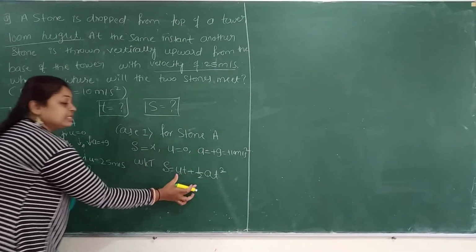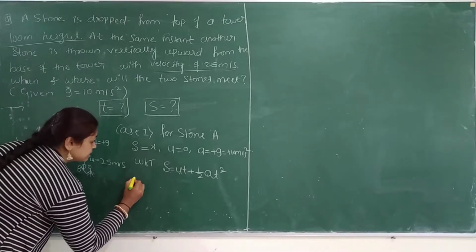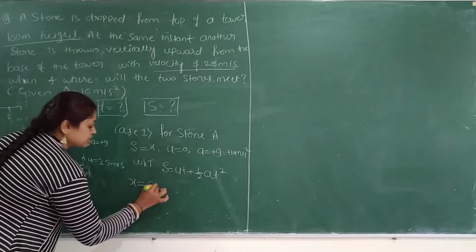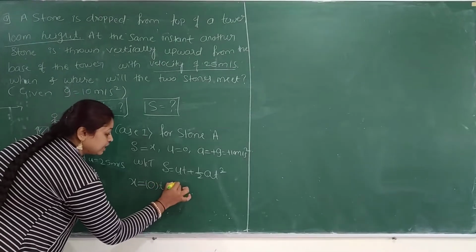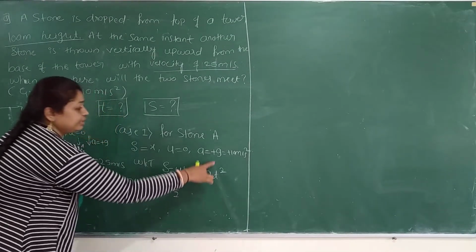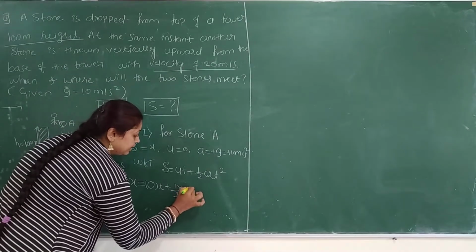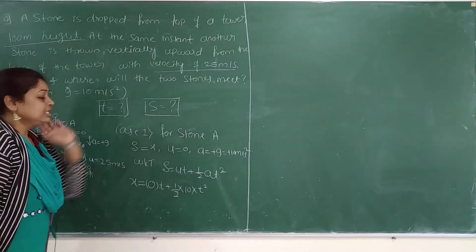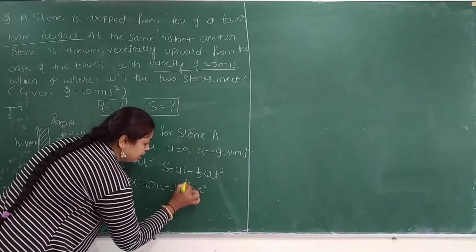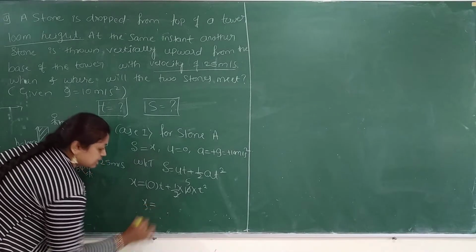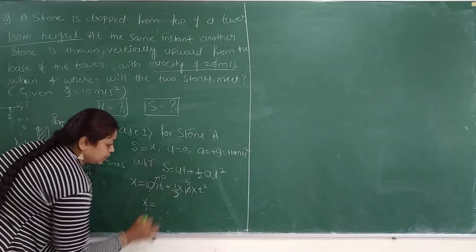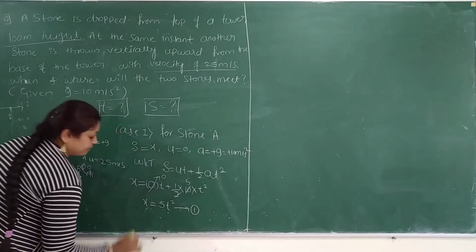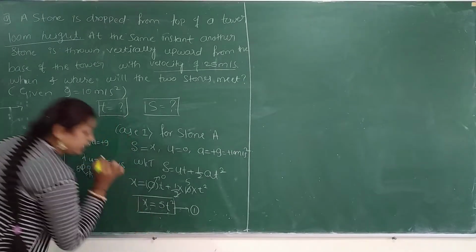Substitute these values in this equation. What will you get? S means here x is equal to initial velocity 0 into t plus half into a value, which is nothing but g, that is 10, into t square. We don't know time and distance, we have to calculate them. Just cancel out, 2 ones are 2, so x is equal to 0 term, here it is 5t square. Let us take it as equation 1. This is about stone A.